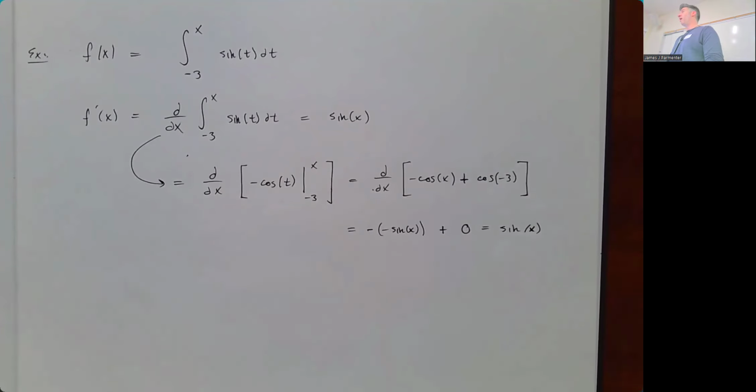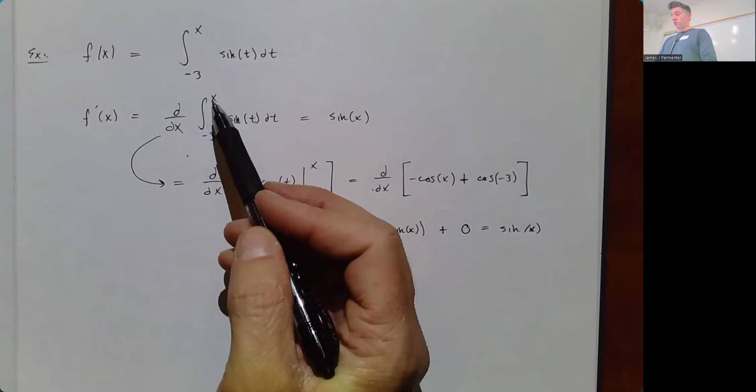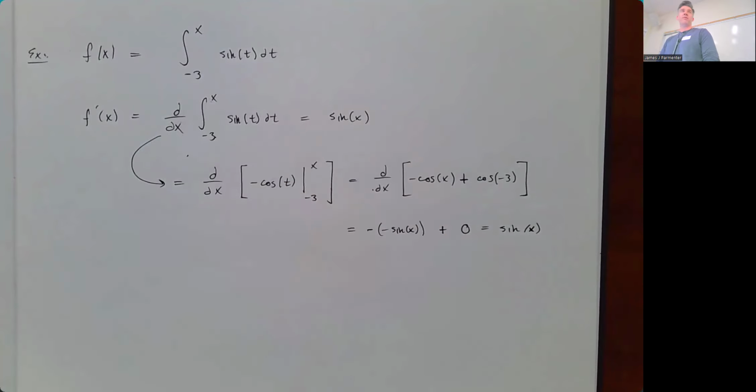So for relatively straightforward ones like this, where your bottom thing is some constant and your top thing is x, your derivative of that antiderivative should just be the function you started with. Or as I said, it should just be the integrand, but with x's instead of t's.